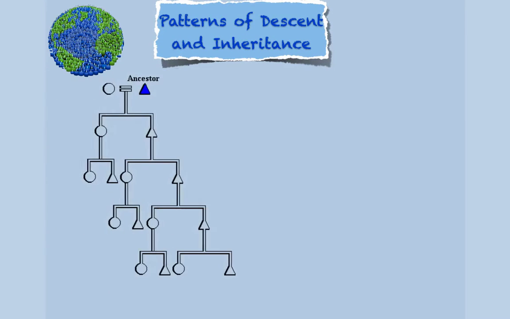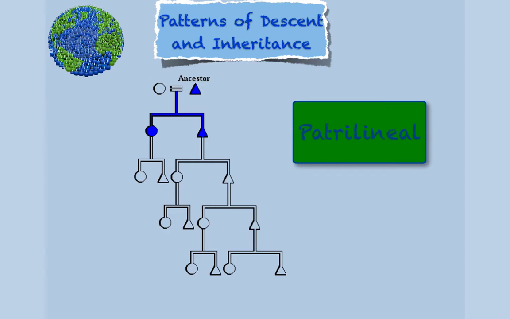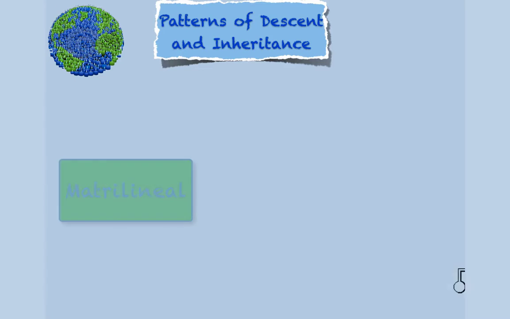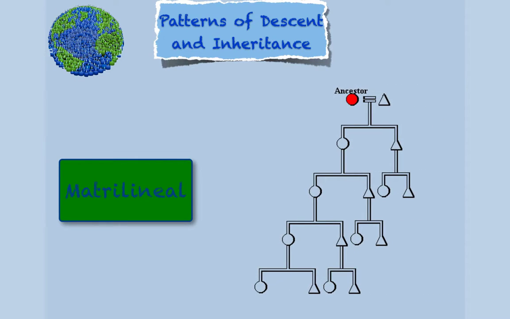Now, the next component of family we look at is patterns of descent and inheritance. There's three primary patterns to look at here. The first is patrilineal. This is a system of tracing descent through the father's side of the family. And then alternatively, the matrilineal. This is a system which traces descent through the mother's side of the family.